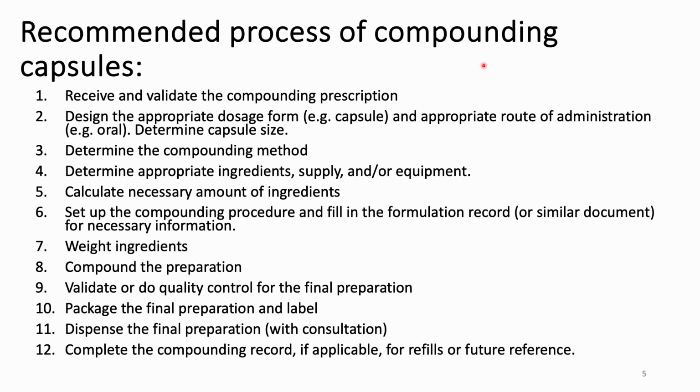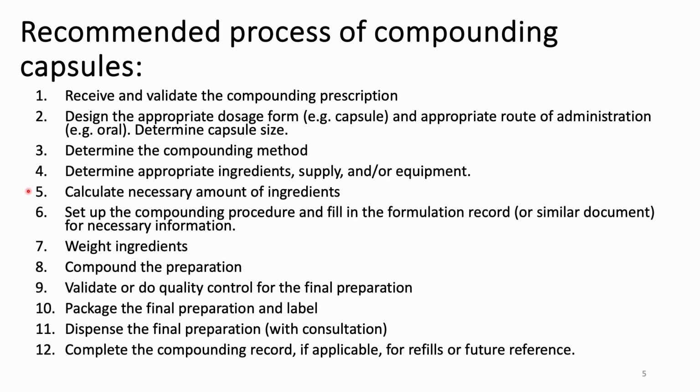In compounding capsules, this is the recommended process. First, the pharmacist will receive and validate the compounding prescription, then design the appropriate dosage form, in this case a capsule, and the appropriate route of administration, normally oral, then determine the capsule size. The pharmacist can use different rules or formulas to calculate the capsule size. Determine the compounding method, and determine appropriate ingredients, supplies, and all equipment.